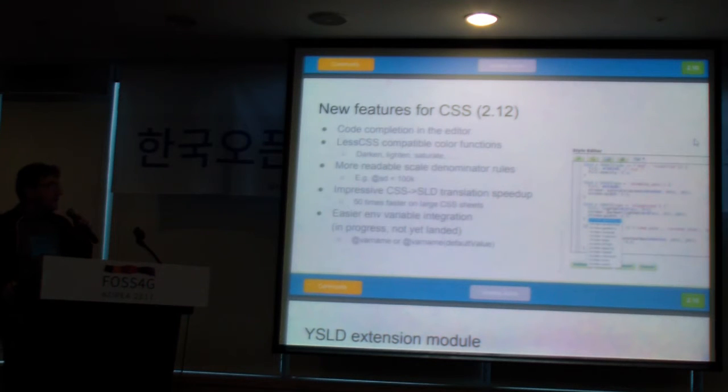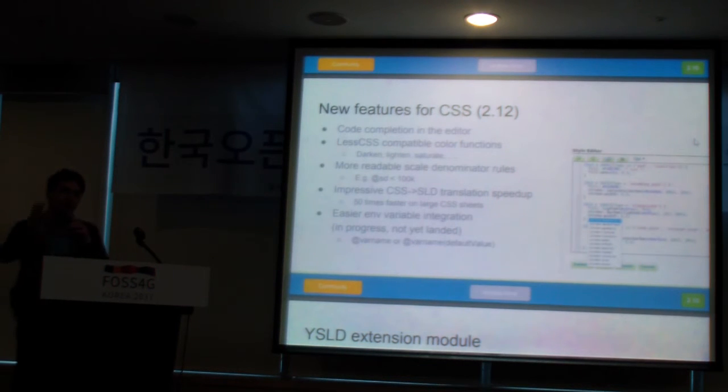We modified the scale denominator rules to make them more compact and more readable. With scale denominators, you never know by just looking at the number if it's 100,000, 1 million, 10 million, because there are too many zeros. But if you read 100K, 1M, then it's evident.